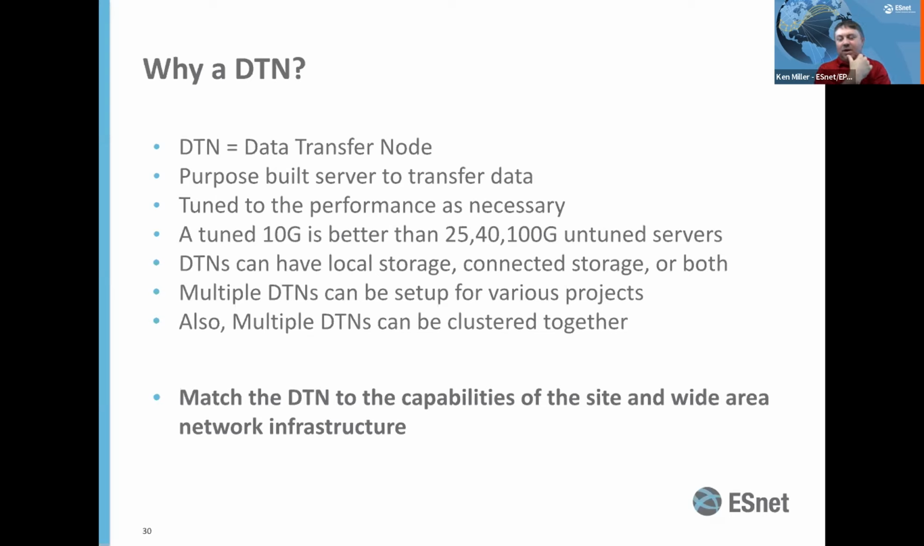Multiple DTNs, like we talked about earlier, cluster DTNs together can perform quite well, but also provide you some resiliency. So instead of spending a lot of money on a single 100 gig server, 2 or 3 smaller 10 gig servers can perform much more efficiently, as well as provide you some downtime. But the key takeaway here is to make sure you match the DTN capabilities of the site and the wide area infrastructure, as well as what the researcher may need.